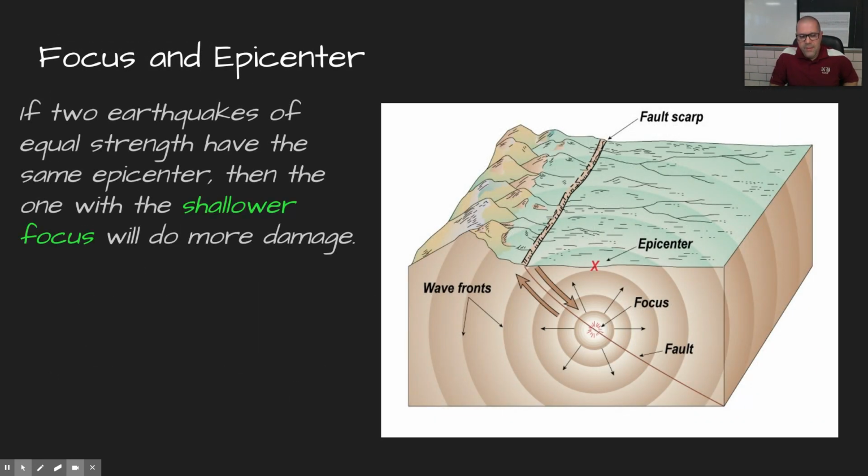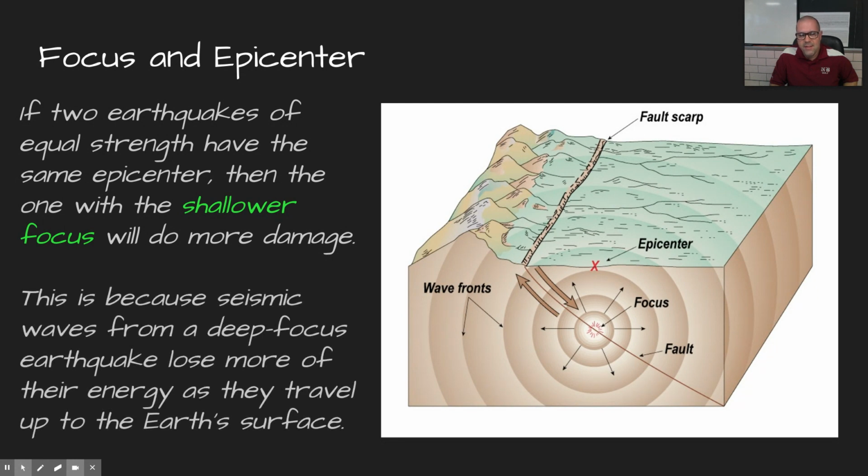We took a little bit more of an in-depth look at epicenters and foci, or the focus of the earthquake. And remember, we said that if two earthquakes are the same magnitude in the same area, but one is shallower than the other, then it's the shallower quake that is going to do more damage, because that energy does not have to move through as much material to get to the surface as a deeper earthquake does.